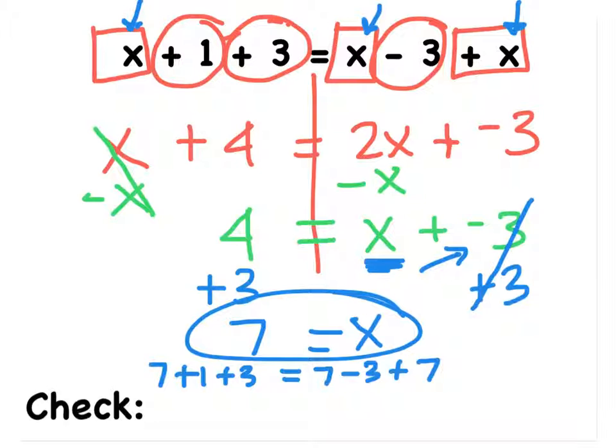7 plus 1 is 8. 8 plus 3 is 9, 10, 11. 7 minus 3 is 4, and 4 plus 7 is also 11. Since these two are equal, I know that my final answer is correct. X equals 7.